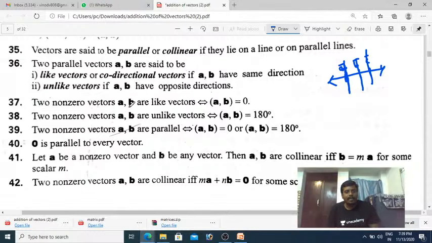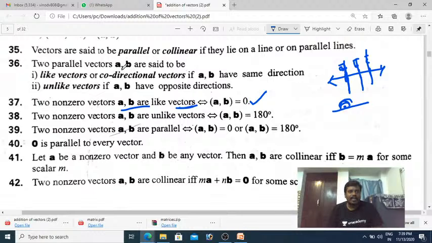Two non-zero vectors A, B are like vectors. Like vectors means the angle is zero. Like vectors means parallel vectors. Unlike vectors means the angle between A and B is 180 degrees. This is an unlike vector. These 2 points, like and unlike vectors, are important.